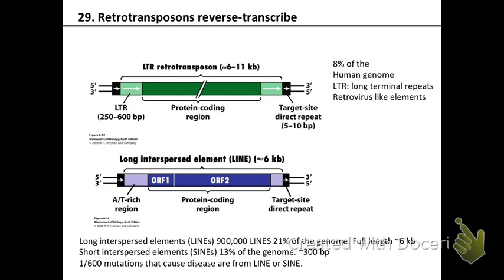All right. What about retrotransposons? We have two classes of retrotransposons. One are called the LTR retrotransposons. So these are retrotransposons that have protein coding regions, and they have these long terminal repeats. They also have the target site insertion direct repeats.